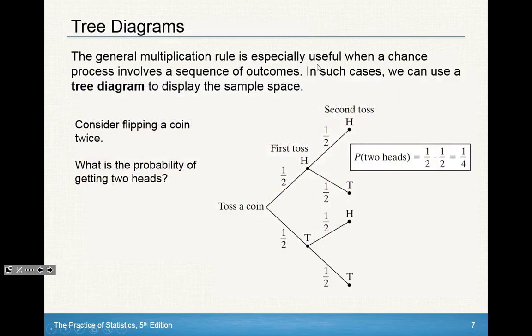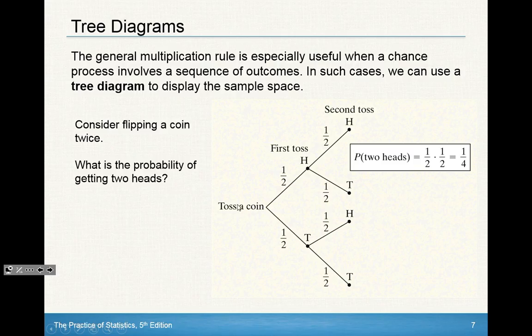The general multiplication rule is especially useful when a chance process involves a sequence of outcomes. In such cases, we can use a tree diagram to display the sample space. Consider flipping a coin twice. What is the probability of getting two heads?